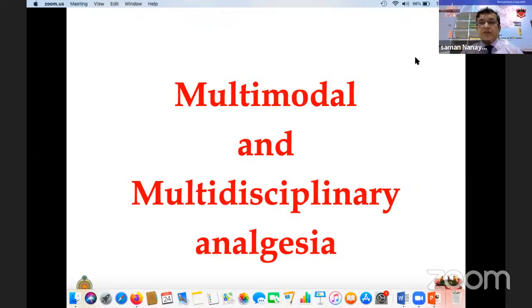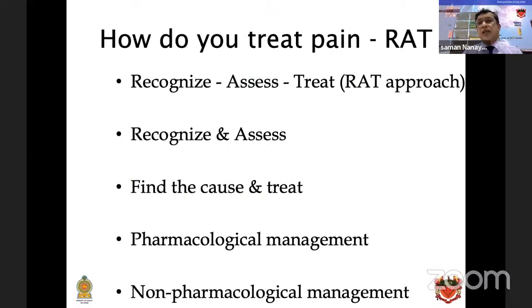Right, so multidisciplinary means consultant, surgeon, VOG, nurse, attendant, everybody has to get involved in pain management. Right, so pain management is very easy. We are talking about an approach called RAT, R-A-T. This is something put forward by World Pain Authorities to control pain. So there are only 3 things you have to do. R-A-T. R stands for recognizing pain.